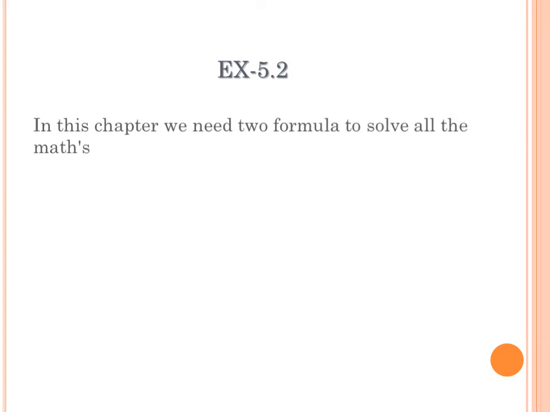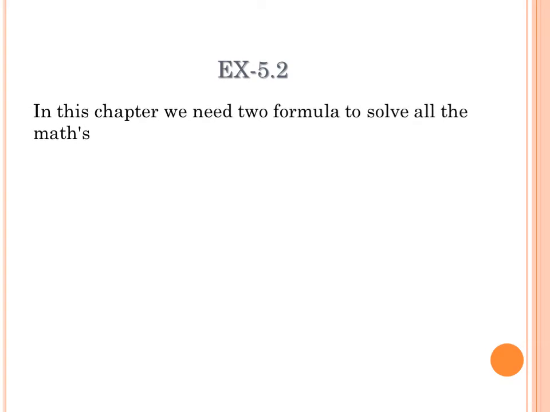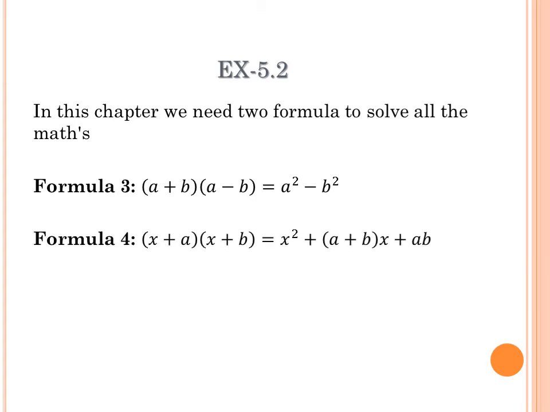Exercise 5.2. In this chapter, we need two formulas to solve all the maths. So the first formula is formula number 3: (a plus b) multiplied by (a minus b) equals a square minus b square, and the next formula will be (x plus a) multiplied by (x plus b) equals x square plus (a plus b) into x plus ab.